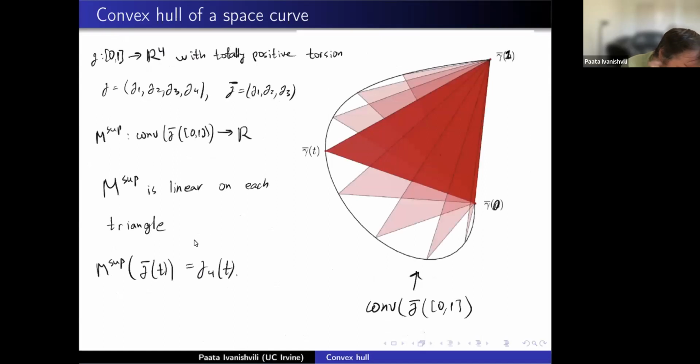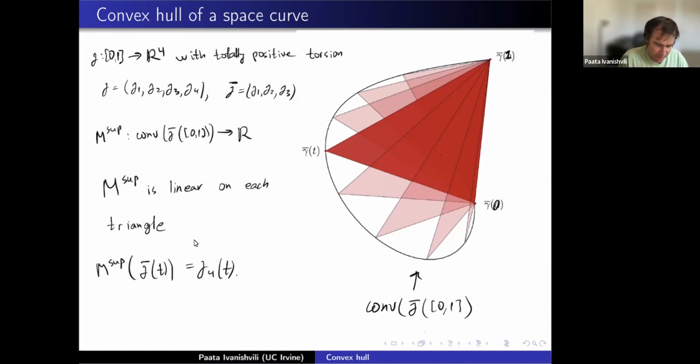Okay, here I want to show you one picture. Since it's a seminar, and the title has geometry, here is a very nice, intuitive description of the convex hull in 4-dimensional space. So let's say that I have a curve from 0, 1 to R4 with totally positive torsion. Gamma is this curve, and gamma bar is the curve in R3.